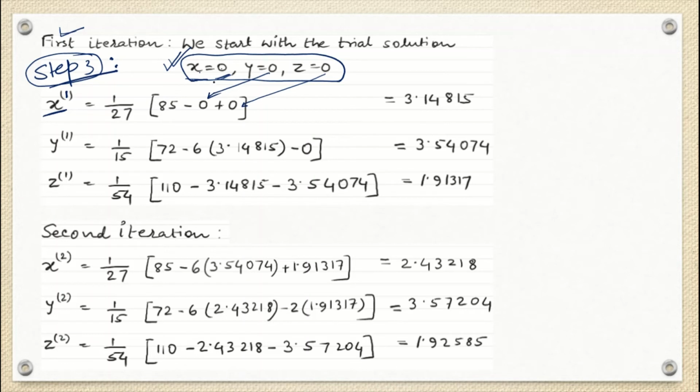Sometimes students get confused about what the x value is. We started with x equals 0, right? And after this first iteration, we will have a new solution of x, new solution of y, and new solution of z. So we got here that x is 3.14815. Since they want the answer accurate up to 3 places of decimal, it is better to consider 5 places after the decimal.